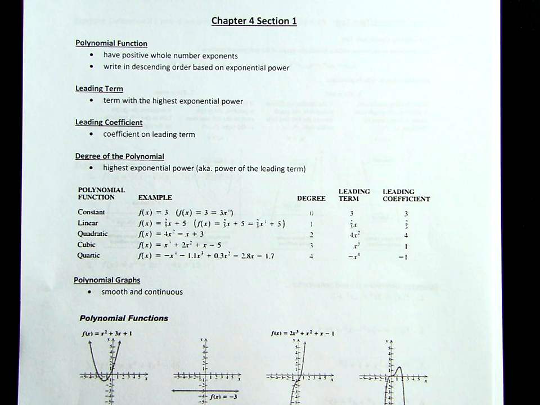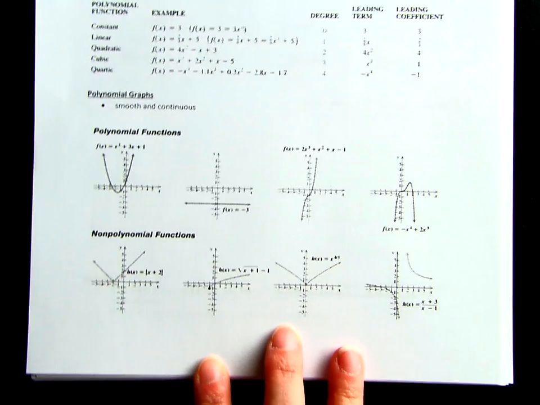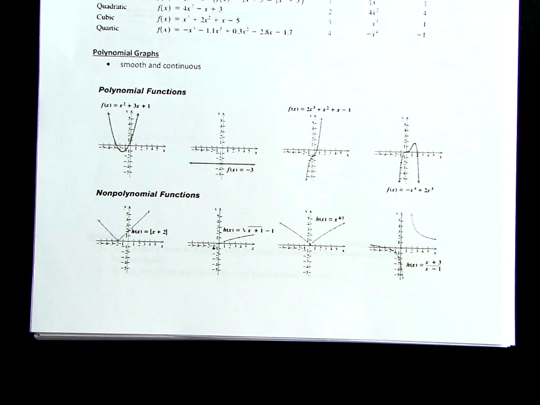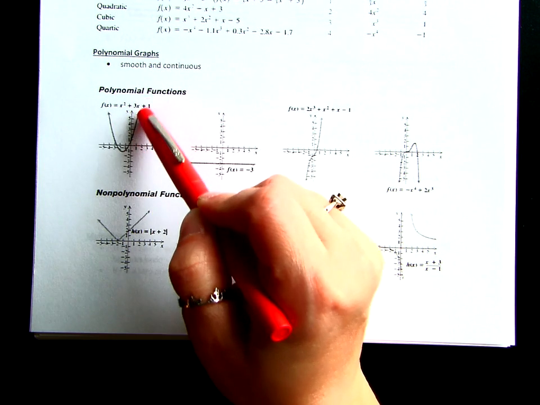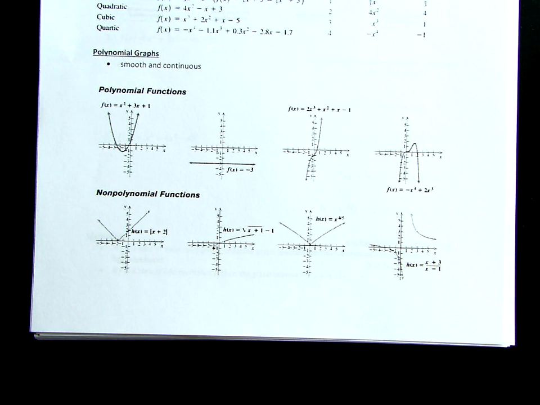Okay. So let's look at some graphs of polynomial functions. Polynomial functions have two requirements. They have to be smooth. They have to be continuous. What that means is smooth means that there are no sharp angles. There are no corners. There are no points. And continuous means that if I can put my pen on it, I should be able to trace that graph the entire way without having to pick it up and move it. If you are not both of those things, you're not a polynomial function.